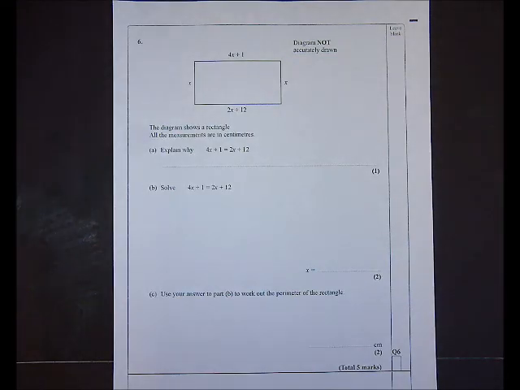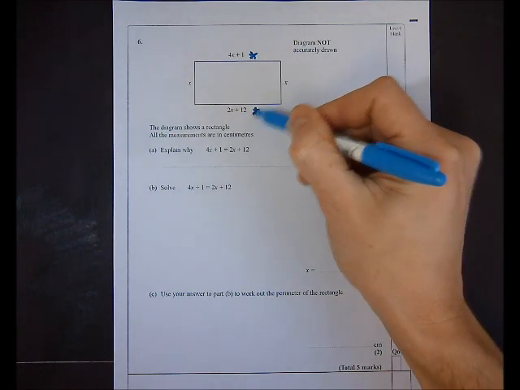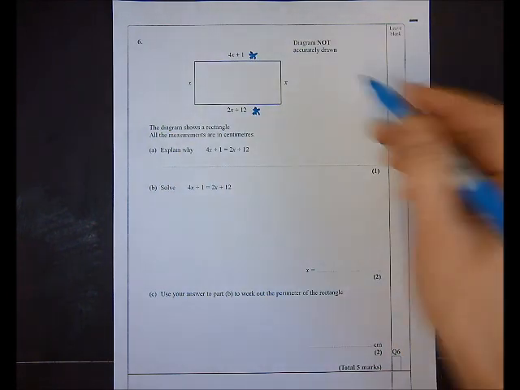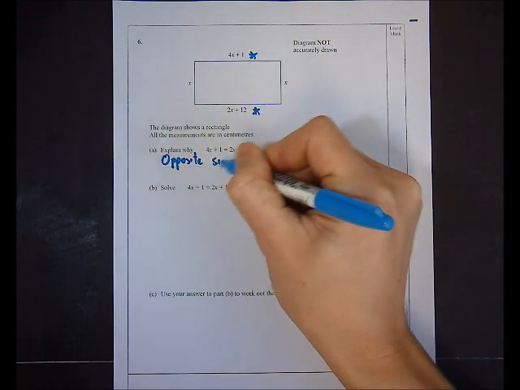On question 6, I'm shown a rectangle and told that all the measurements are in centimetres. And I'm asked to explain why 4x plus 1 here is equal to 2x plus 12 here. Well, the reason for that is that opposite sides in a rectangle are the same length.